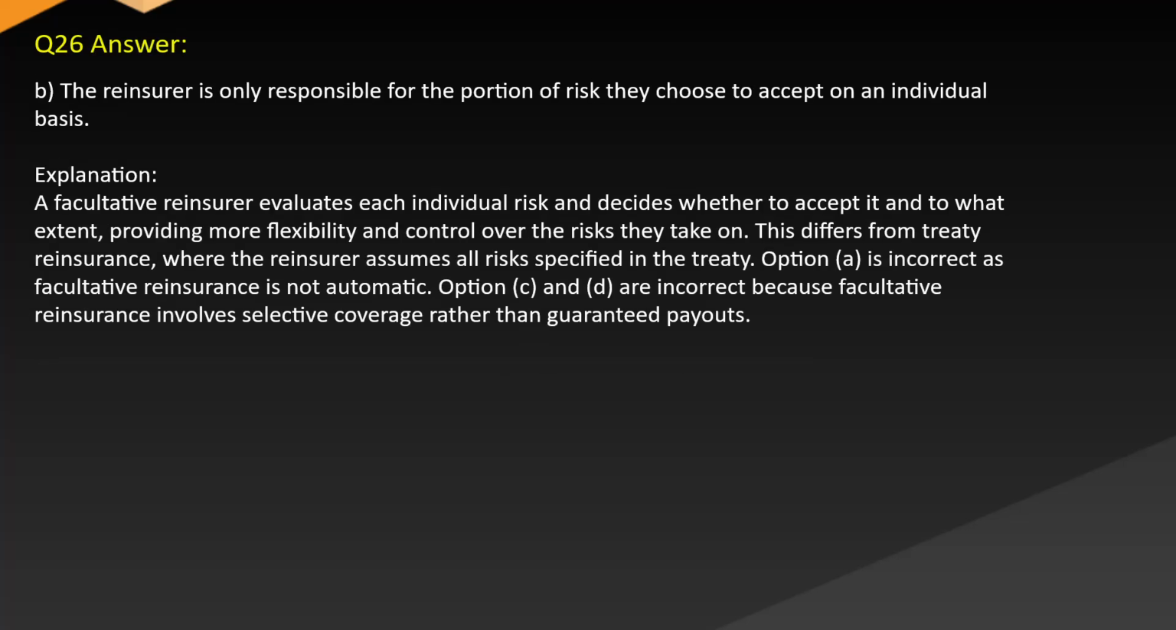Answer. B. The reinsurer is only responsible for the portion of risk they choose to accept on an individual basis. Explanation. A facultative reinsurer evaluates each individual risk and decides whether to accept it and to what extent, providing more flexibility and control over the risks they take on. This differs from treaty reinsurance, where the reinsurer assumes all risks specified in the treaty.